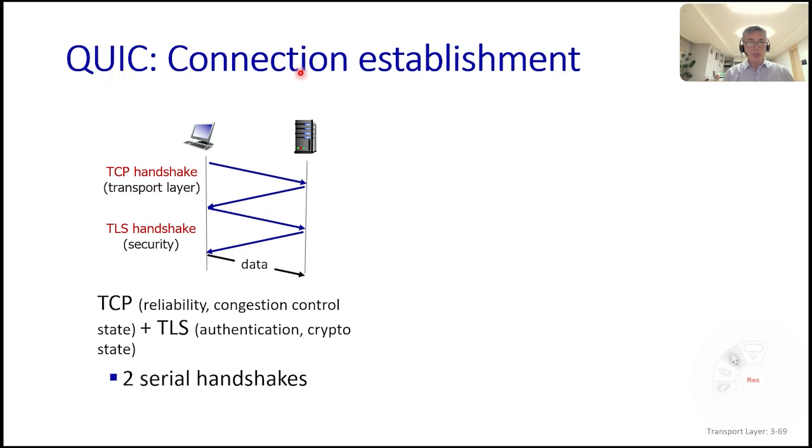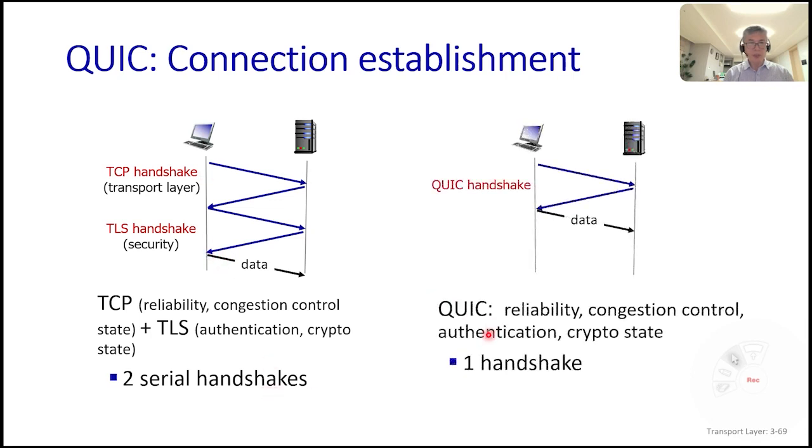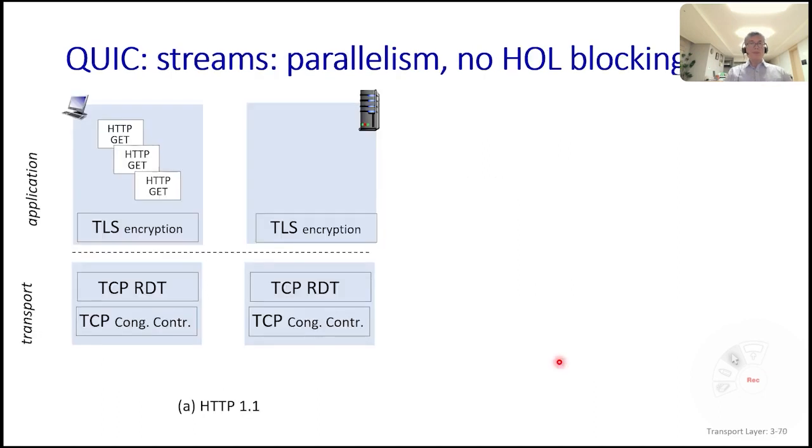So QUIC connection establishment: in the original TCP case, there is the TCP handshake, one round trip time, and then the TLS handshake can be done too, right? So with the TLS handshake here, 2 round trip times are required. However, in the QUIC case, you can see 1 round trip time is good enough for reliability, congestion control, authentication, and crypto state. Okay, so it's good, right?